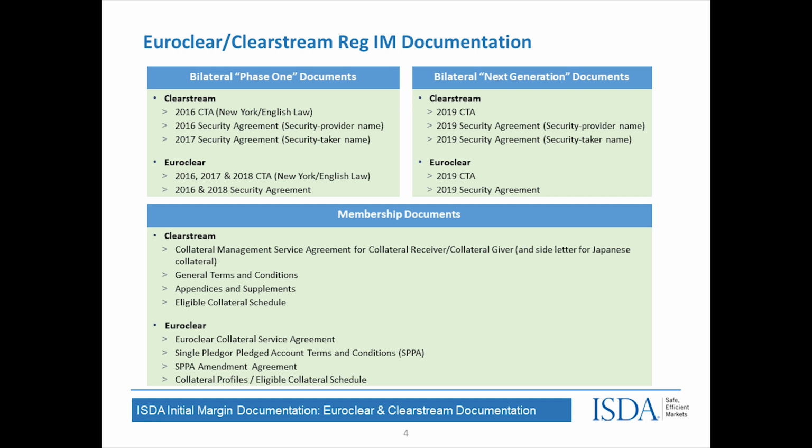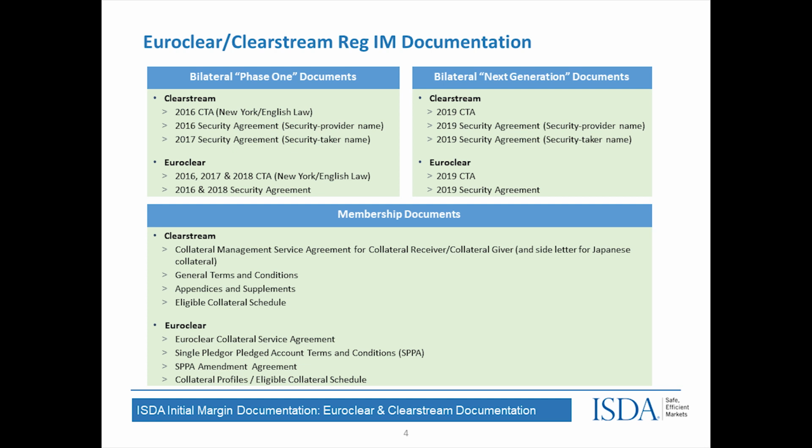So the Euroclear Clearstream documentation was first developed in 2016 for what was known as phase one of the implementation of the IM rules. And there have been various iterations and additions to that document set since 2016, culminating in the so-called next generation documents, or next gen docs, which were published in early 2019. So starting with the phase one documents and taking Clearstream first.